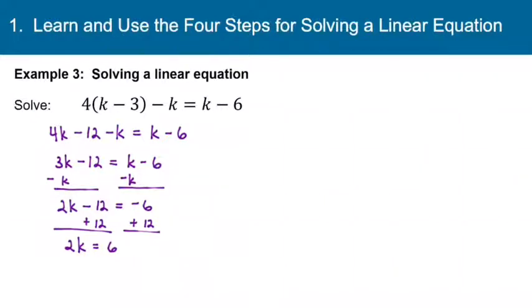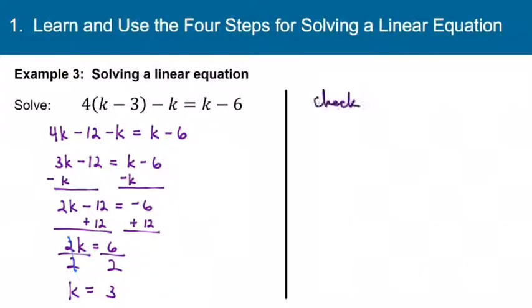Okay, now for step 3, we want to isolate the variable, so we want to eliminate the coefficient. So we'll divide both sides by 2, and that's going to give us k equals 6 divided by 2, which is 3. Okay, now let's check our work.